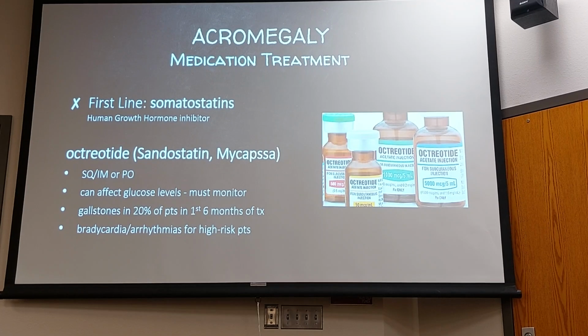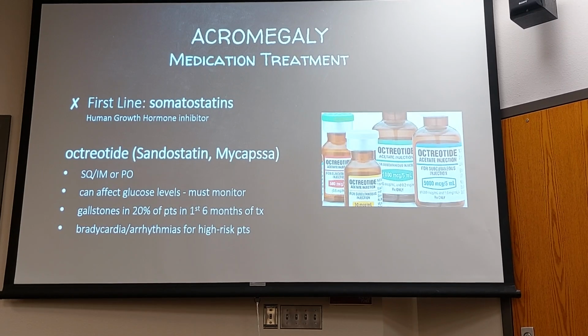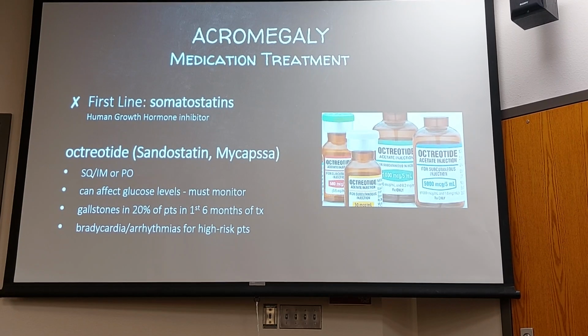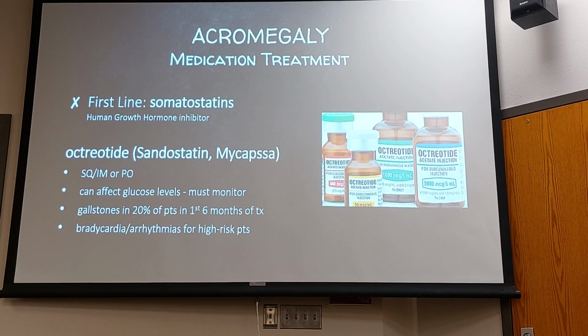Okay, so somatostatins, first-line treatment, right? These are going to suppress that growth hormone. Octreotide is the generic that is typically given. Here are some of the brand names. Mycapssa is one. That might be what he was talking about, that you can give it as a sub-Q injection or an IM injection. And I believe that one is the monthly injection, or you can have weekly sub-Q or daily injections or daily oral medications. They have an oral route as well.